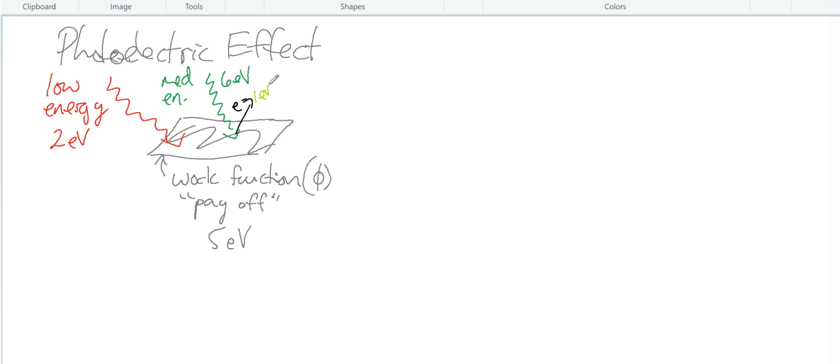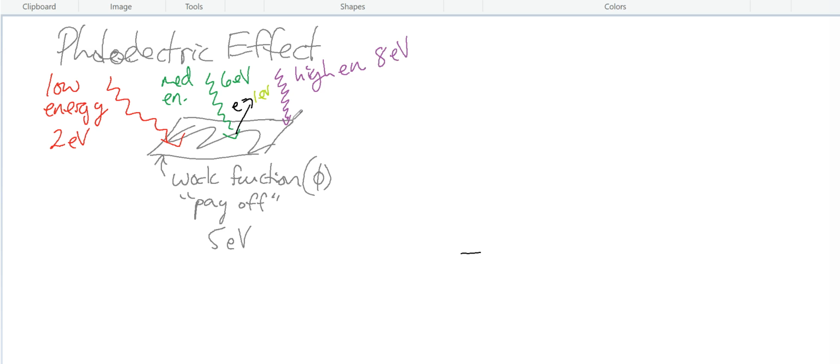Now, if we crank this up even more, what if we got a high energy one? Maybe it's, let's go here, 8 electron volts. All right, so it comes in with 8 electron volts. Well, again, we've paid off the material.